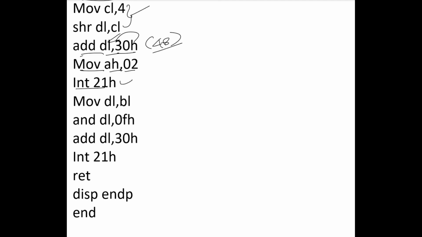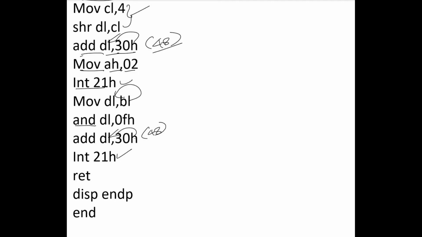MOV DL, BL, moves the value of BL into the DL register, and AND DL, 0FH. This line performs a bitwise AND operation with the value of 0FH. This effectively zeroes out the upper 4 bits. The upper 4 bits are made to 0. And ADD DL, 30H. This line adds 30, that is 48 in decimal, to the DL. This converts the value to its ASCII representation.